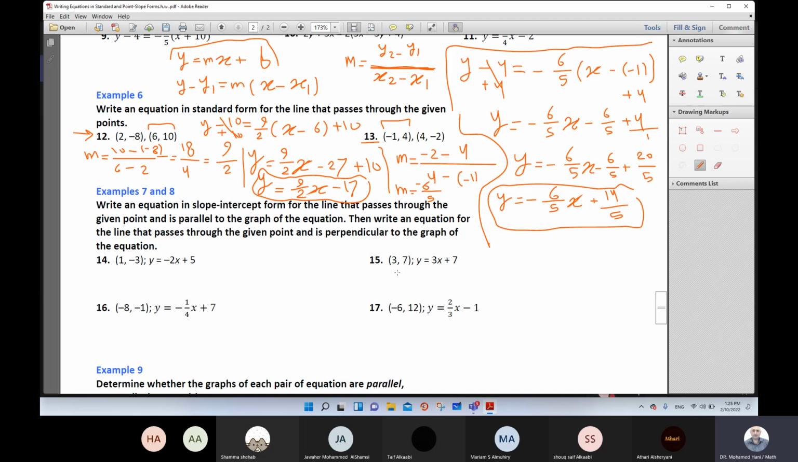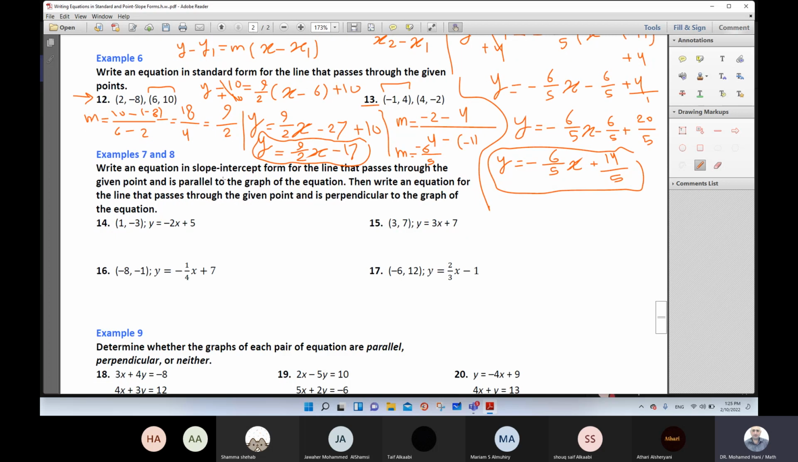Now, examples 7 and 8. Write an equation in slope-intercept form for the line that passes through the given point and is parallel to the graph of the equation. Then write an equation for the line that passes through the given point and is perpendicular to the graph of the equation. And here we have two rules. If the two lines are parallel, it means the slope of the first line equals the slope of the second line.